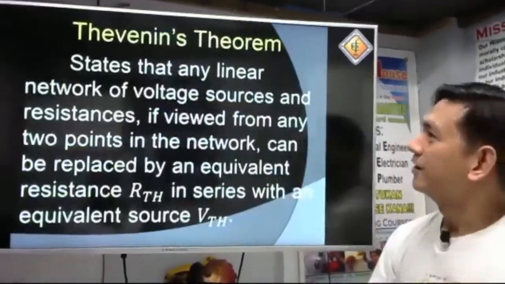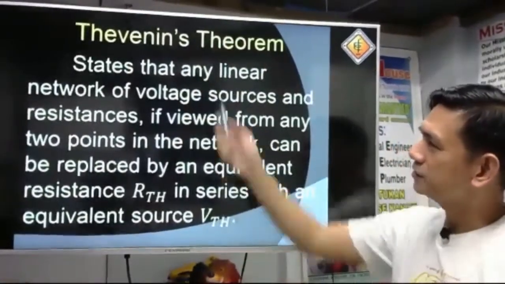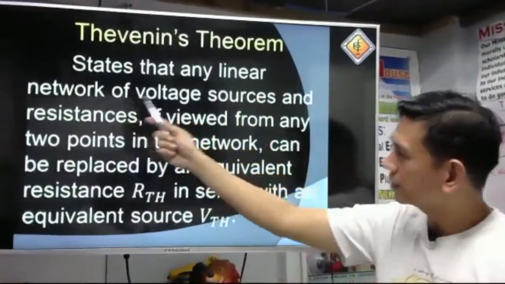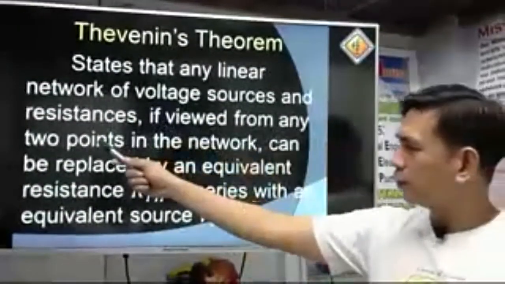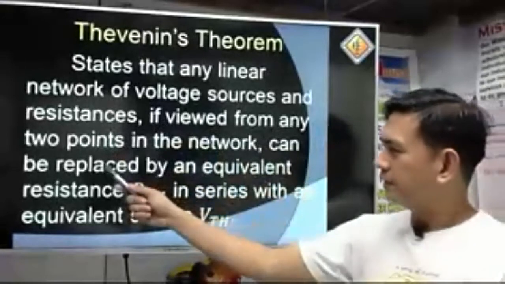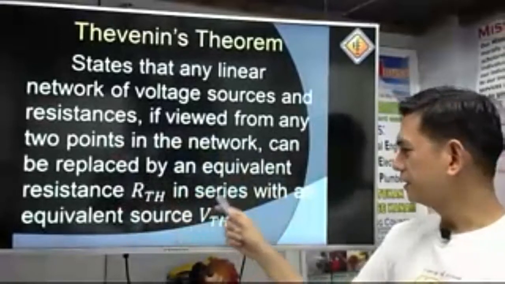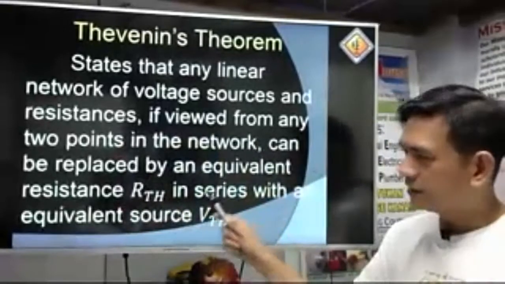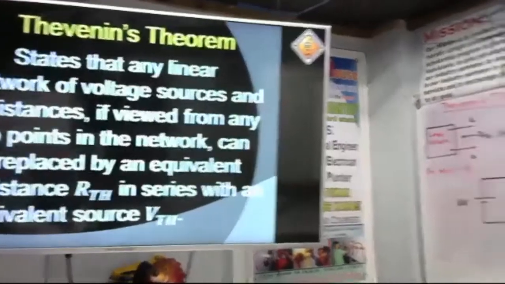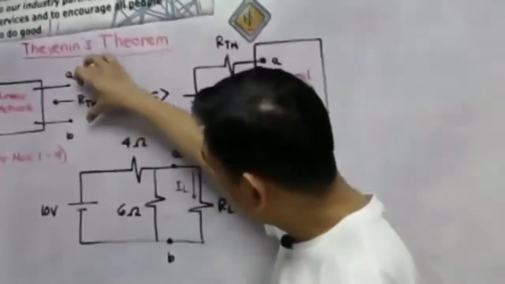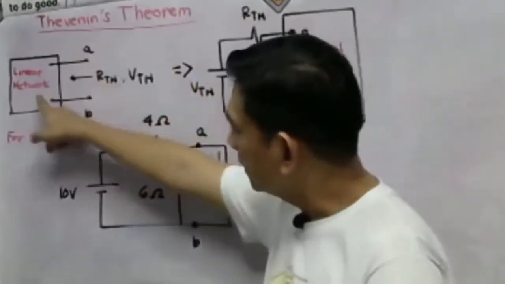Okay, so we have the Thevenin's theorem. What is Thevenin's theorem? Thevenin's theorem states that any linear network of voltage sources and resistances, if viewed from any 2 points in the network, can be replaced by an equivalent resistance RTH in series with an equivalent source VTH. To understand this easily, let us consider a linear network. We have 2 points, A and B. Then we have the linear network.